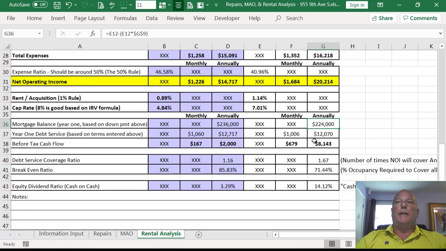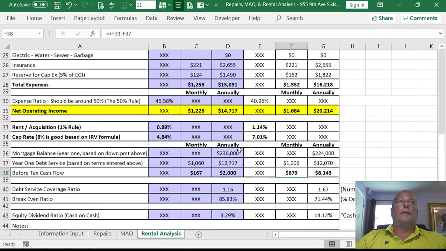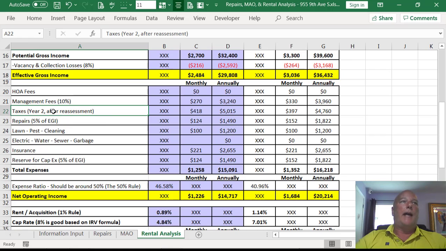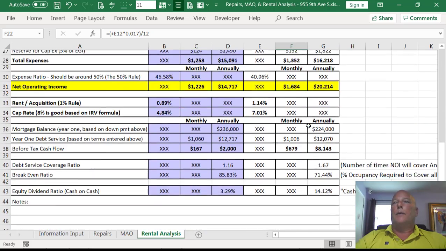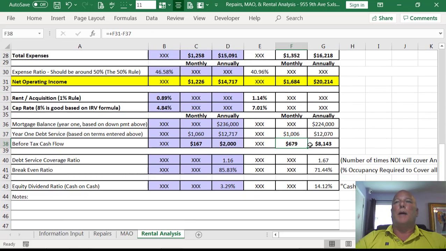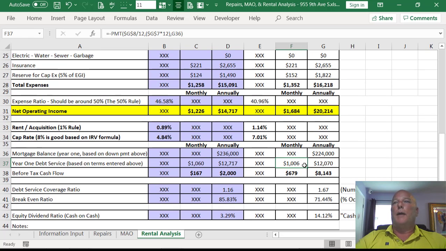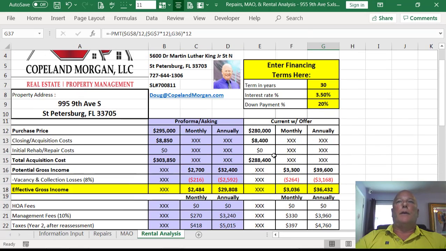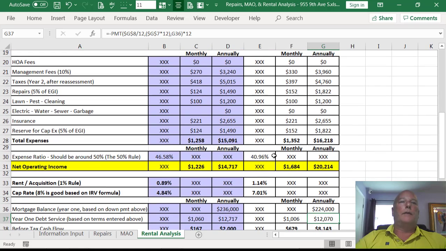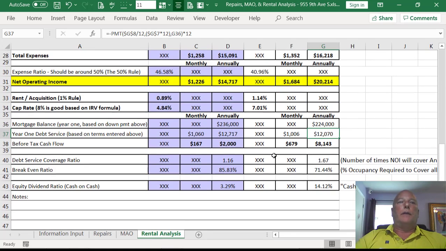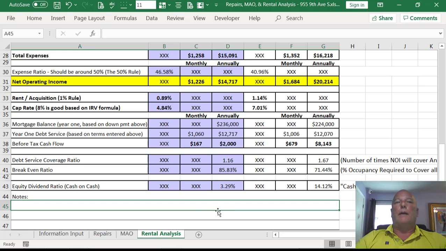And then there's your mortgage balance if you did finance it, and that's what your monthly income would come in. And that's before tax cash flow. However, we do have the taxes already set in here, so it's just another way of looking at your numbers to see what your bottom line profit's going to be. Your debt service would be about $1,000 a month, and you're looking at $12,000 a year. So that pretty much covers all that aspect of the sheet. So that should give you a brief overview of everything and how it all operates.